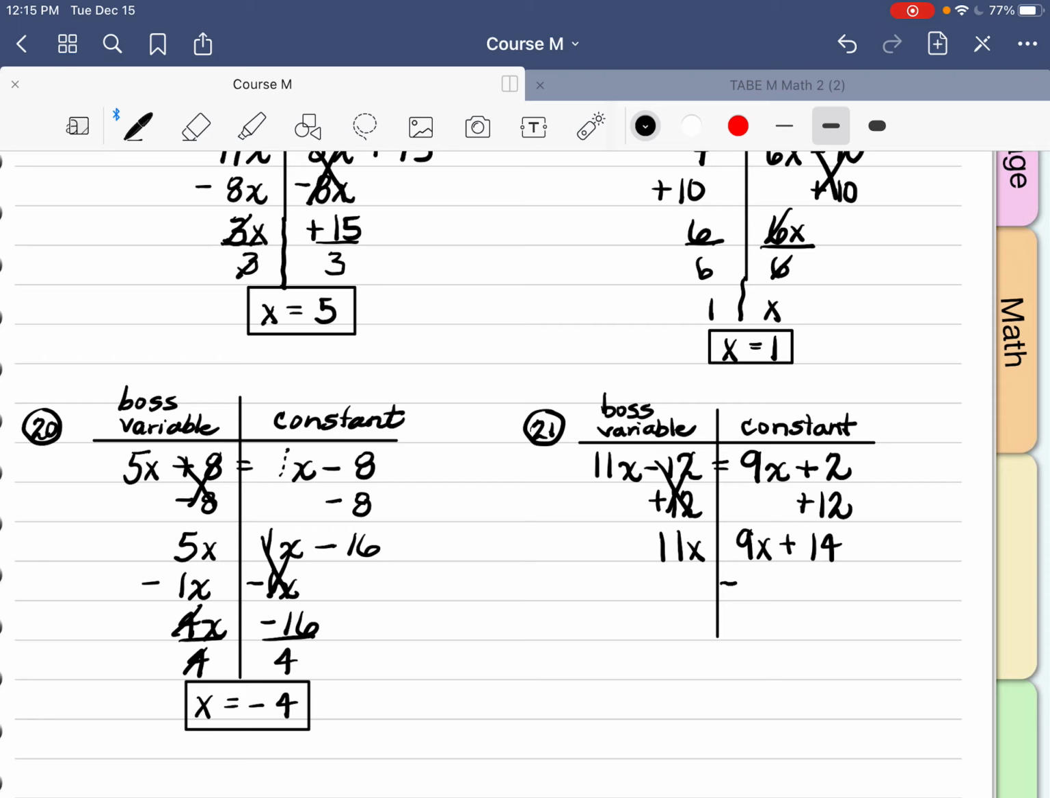and then let's move the 9x. So you minus 9 and minus 9. Cancel, copy, and then let's divide by the coefficient 2. Cancel, copy, x is 7 for number 21.